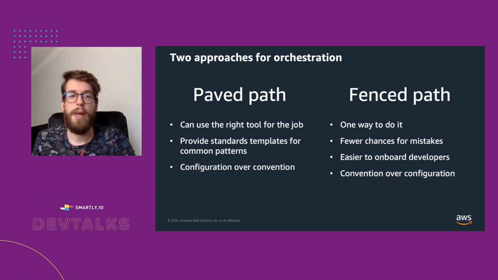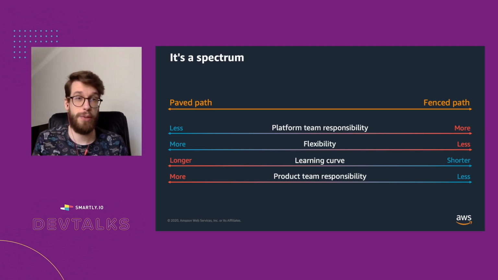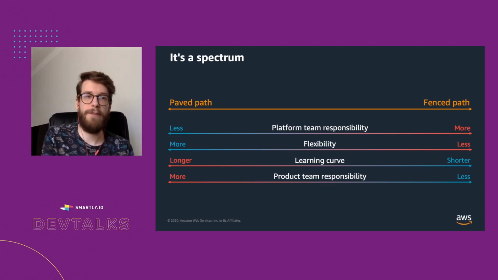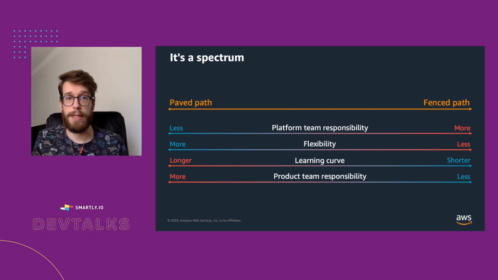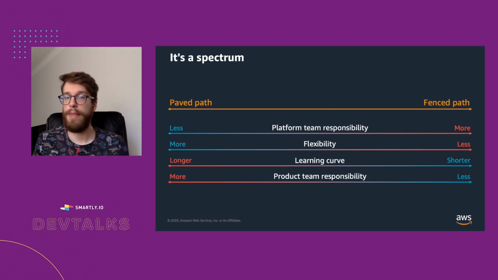So, but these two approaches are not one or the other. It's kind of a spectrum between the two. And the paved path approach, well, the platform team has less possibility, you have more flexibility, but you have a steeper learning curve, longer learning curve, and product team also responsible for more bits as well. And the fenced path is kind of the opposite, but you end up somewhere in the middle.